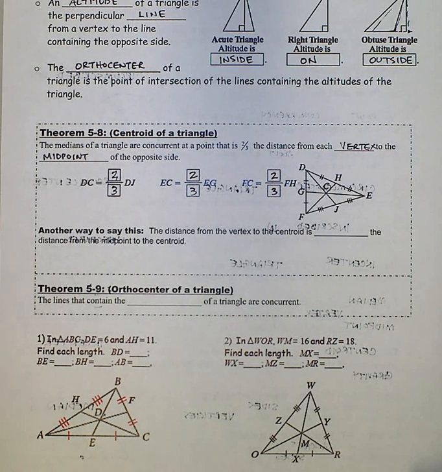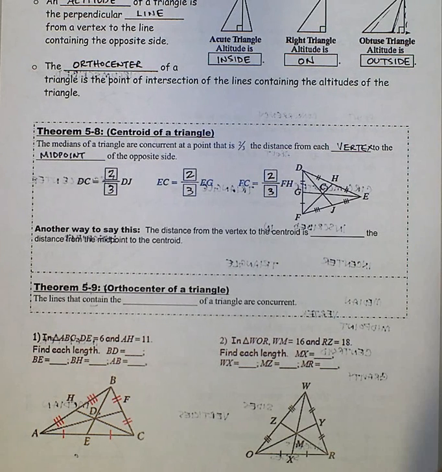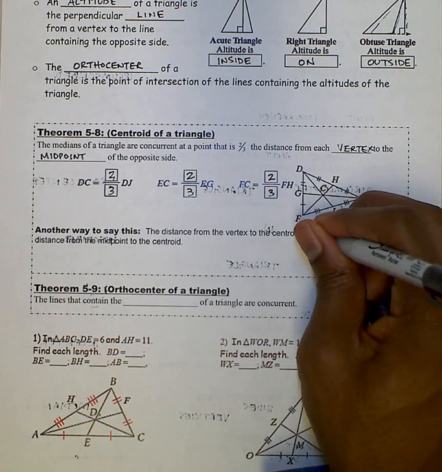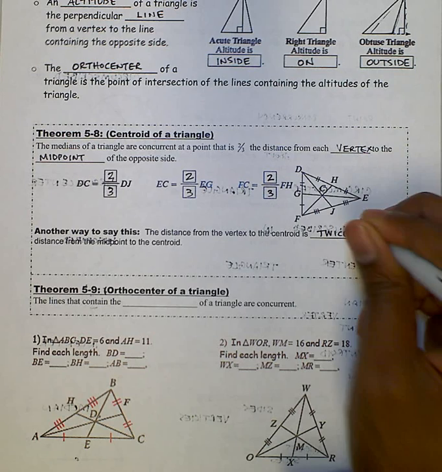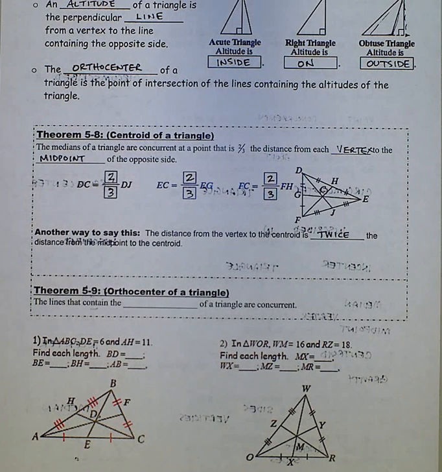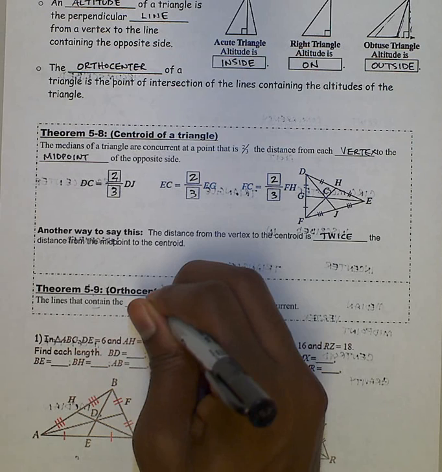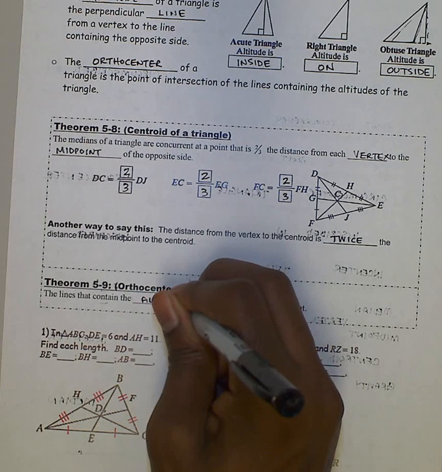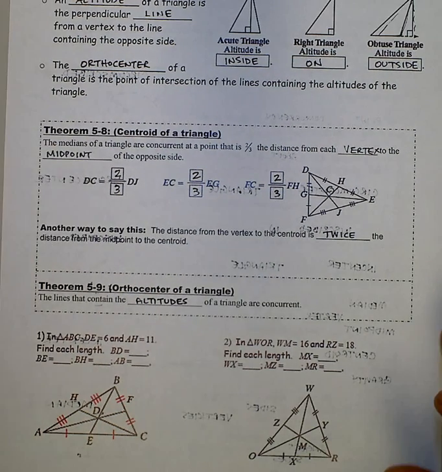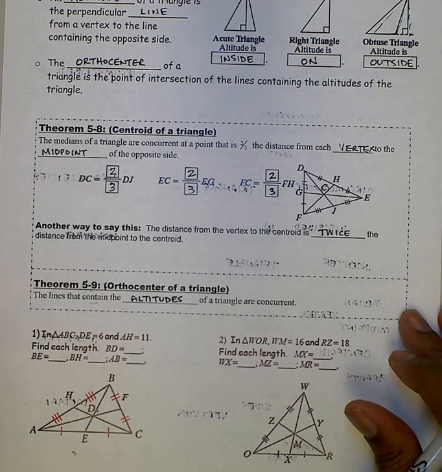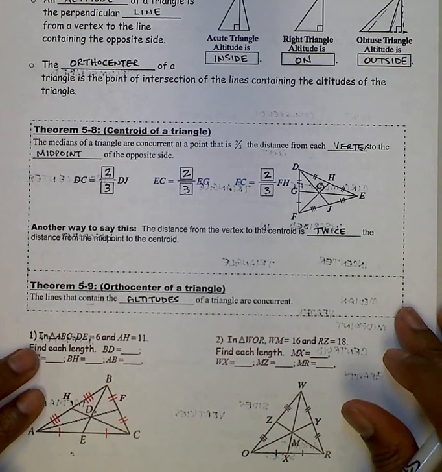Another way to say this is that the distance from the vertex to the centroid is always twice the distance from the midpoint to the centroid. Okay, and the orthocenter of the triangle: the lines that contain the altitudes of a triangle are concurrent. So there's nothing really special about the orthocenter that you can use. I guess it just works that the altitudes will meet at one spot.